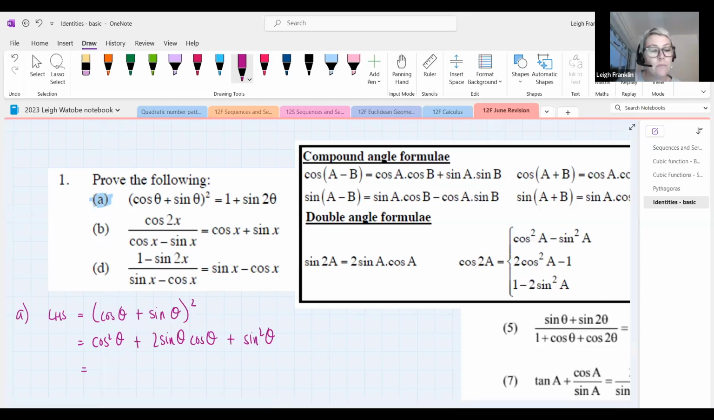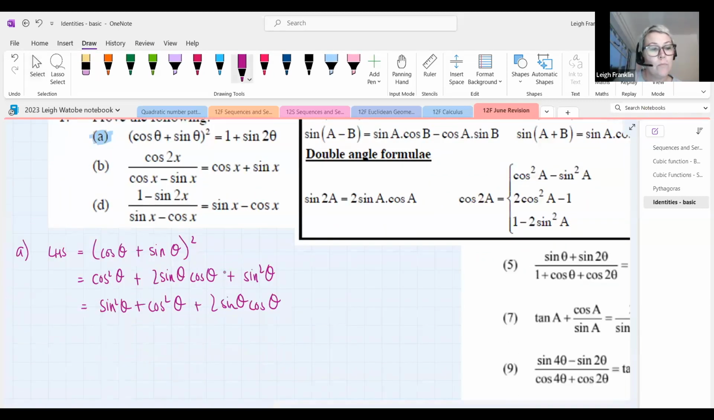I said sine squared theta plus cos squared theta plus 2 sine theta cos theta. And then sine squared theta plus cos squared theta is equal to 1. I used the identity. Lovely. And then 2 sine theta cos theta is also the sine 2 theta identity. It certainly is. Well done. That was beautifully explained.